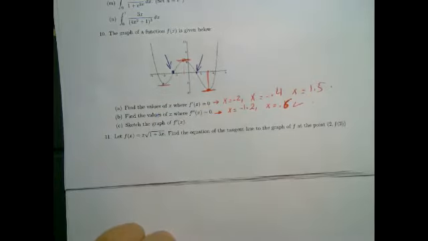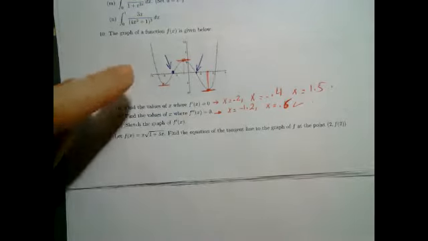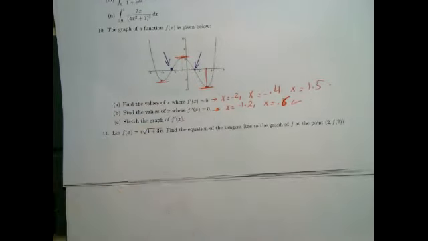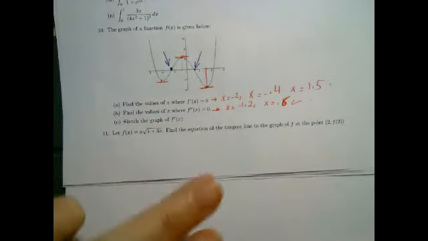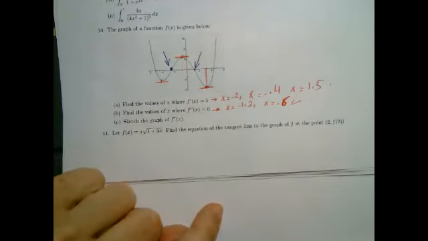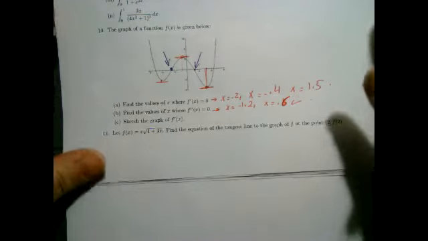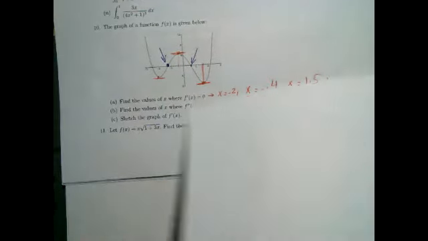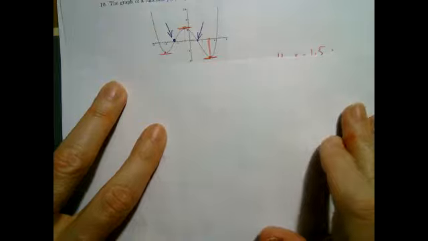Now, sketch the graph of f prime. All right, so f prime is 0 here, when the slope is horizontal, and the second derivative is 0 at the inflection point. Now, finally, we're gonna do our best to sketch the graph of f prime. So this is f. We're gonna sketch f prime.